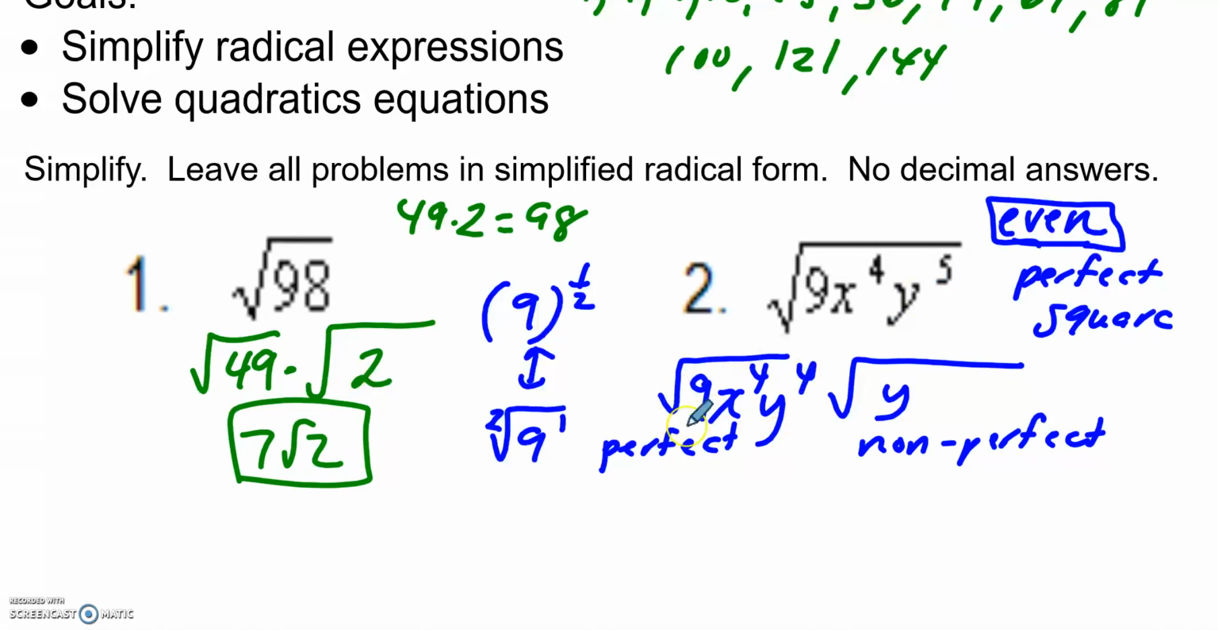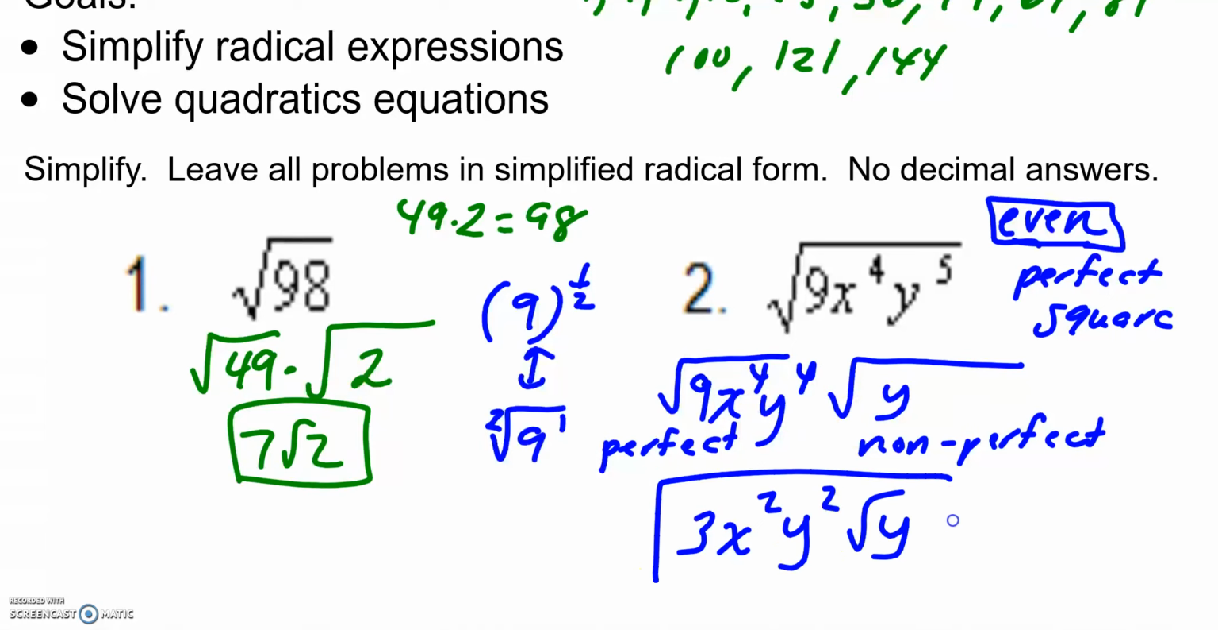So if I continue to simplify this, the square root of 9 is 3. The square root of x to the 4th is x squared. The square root of y to the 4th is y squared. And then we would just leave square root of y alone.